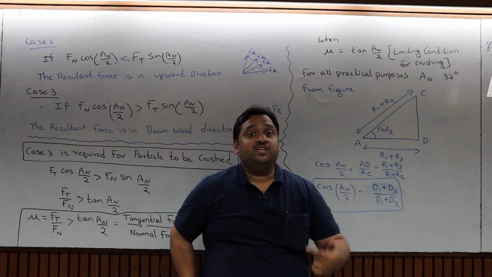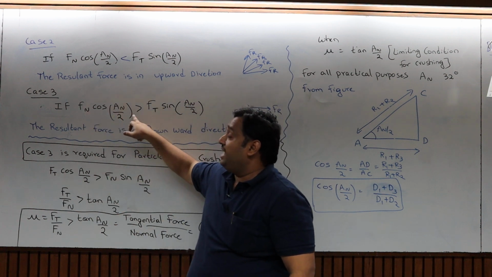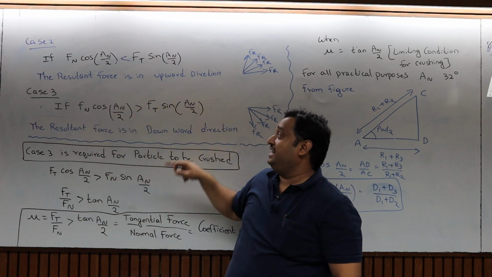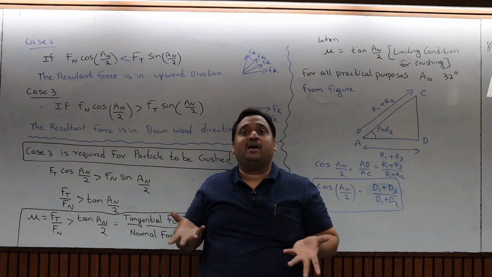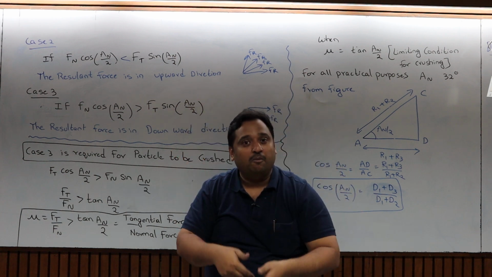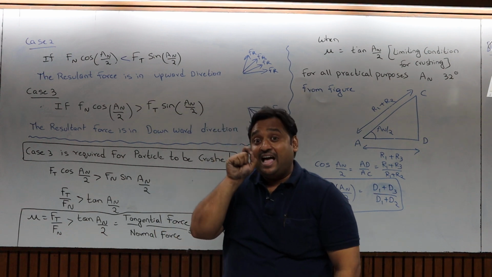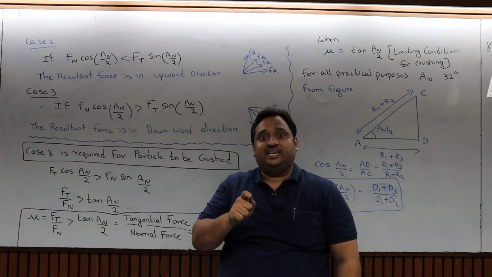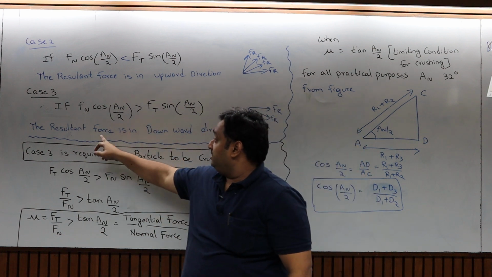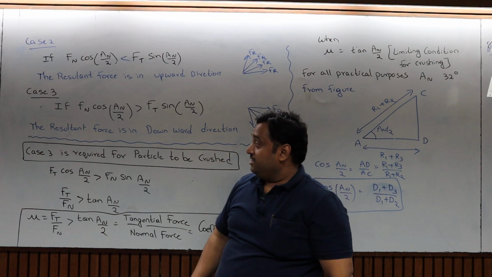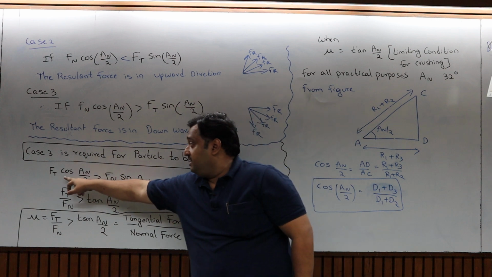Case 3, which is essential, we require: if Fn cos(an/2) is greater than Ft sin(an/2), the downward force is higher than the upward force. What happens? The particle will be crushed and comes to the bottom. So case 3 is the more essential one. The angle should be kept in such a way that the resultant force is in the downward direction.